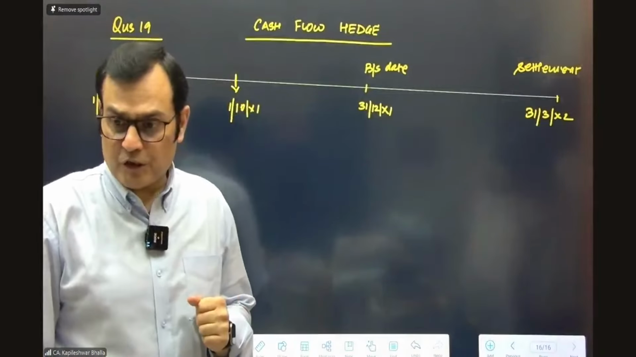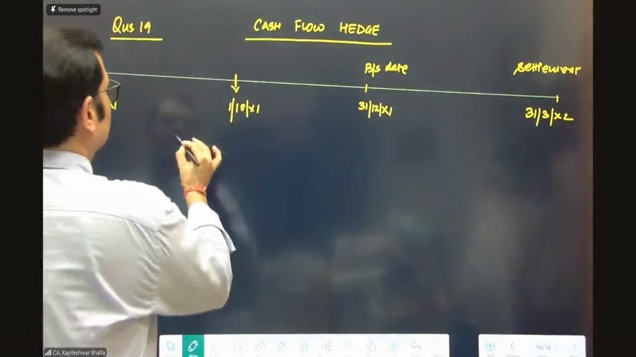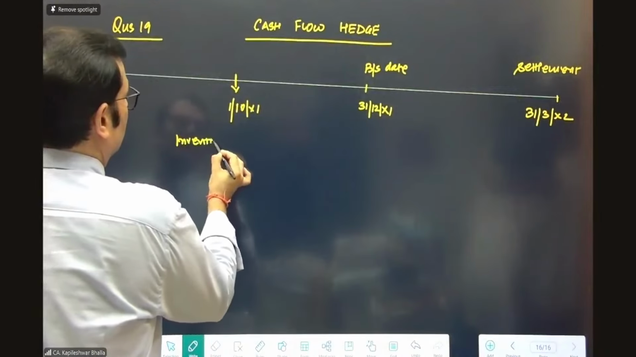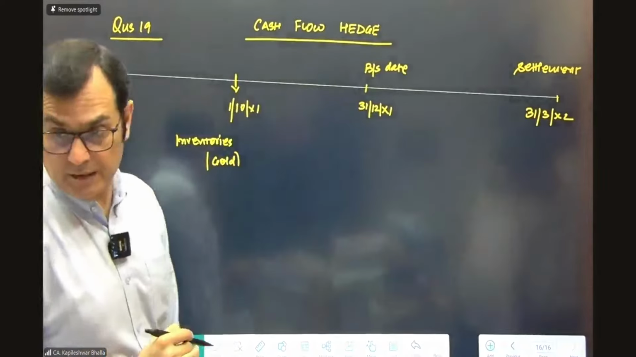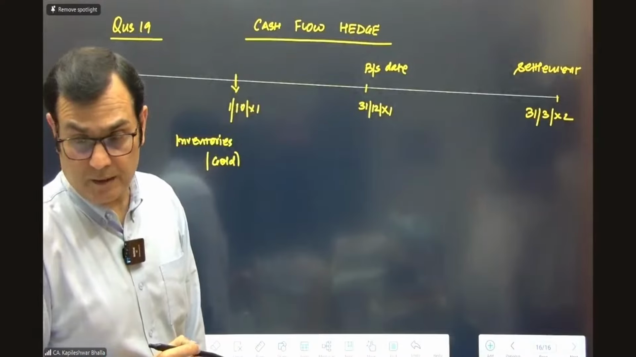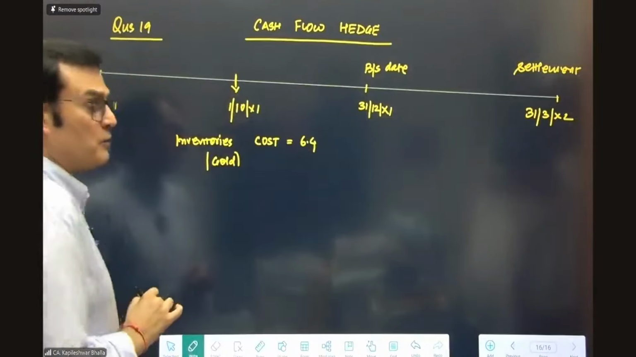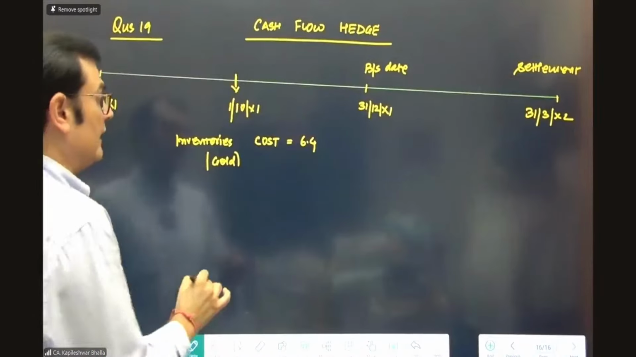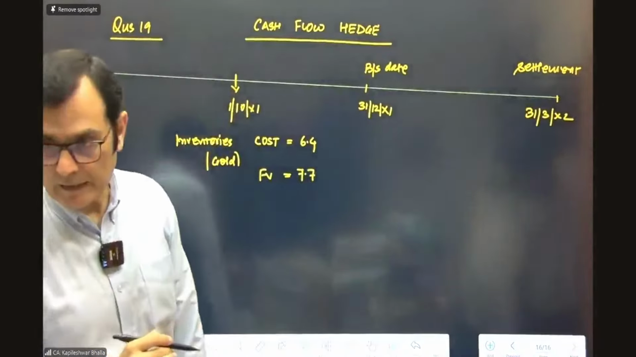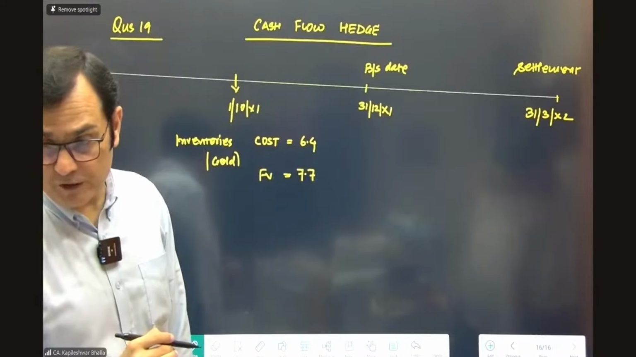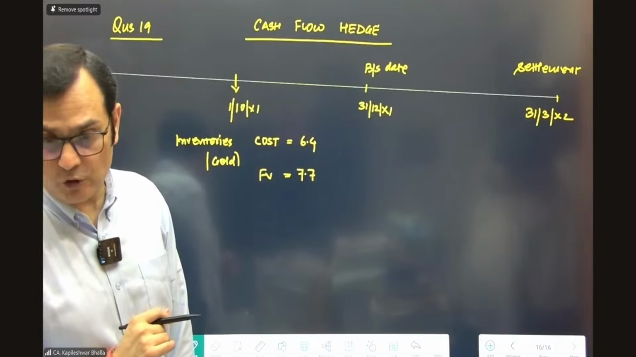It says on 1st October X1, the company had inventories of gold. The cost of this inventory is 6.4 million, and it can be sold at 7.7, so the fair value is 7.7. Then it says the management is concerned about fluctuations in the sale of gold. To mitigate that, they entered into a futures contract on the same date.